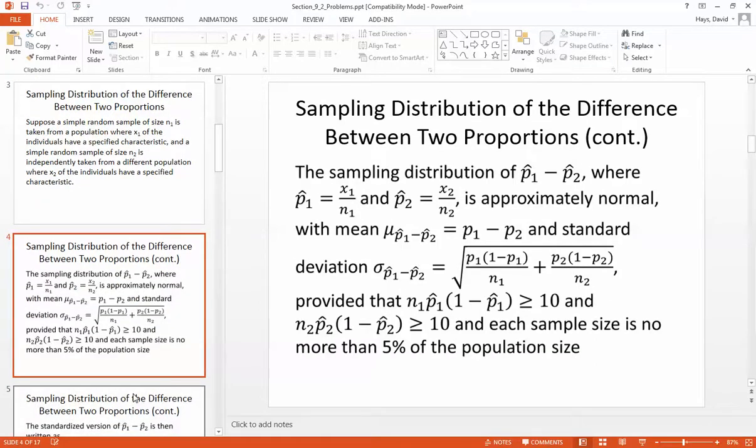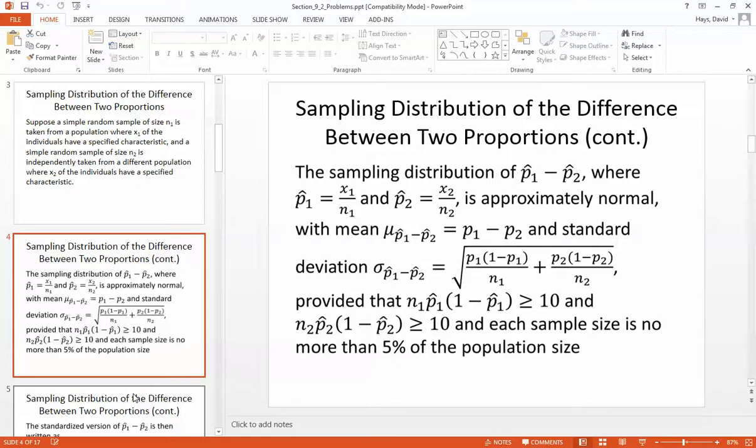Now, the sampling distribution of p hat sub 1 minus p hat sub 2. So we're finding the difference, so that's what we're analyzing. Where p hat sub 1 is equal to x1 over n1 and p hat sub 2 is equal to x2 over n2. We've seen this formula before. P hat is equal to x over n.